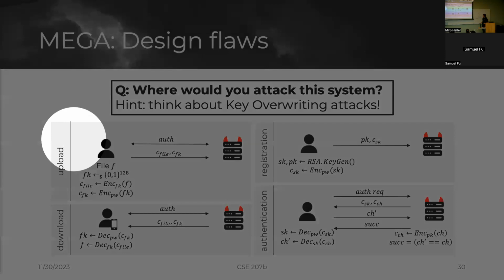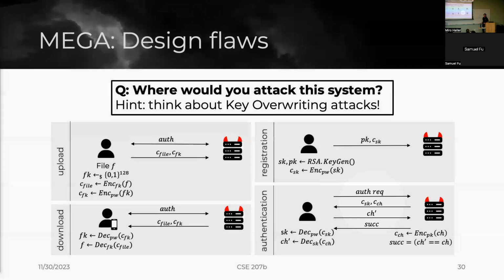But it turns out that the secret key here has an interesting structure that we use for our key overwriting attacks. And the reason we're attacking this is it doesn't have authentication, so we can't play games with it.